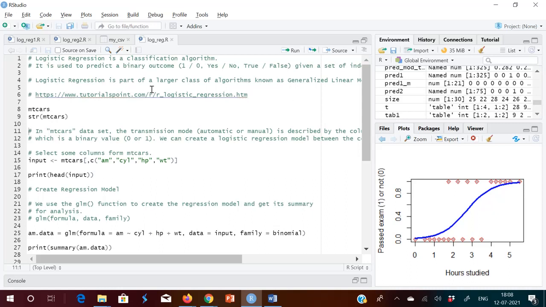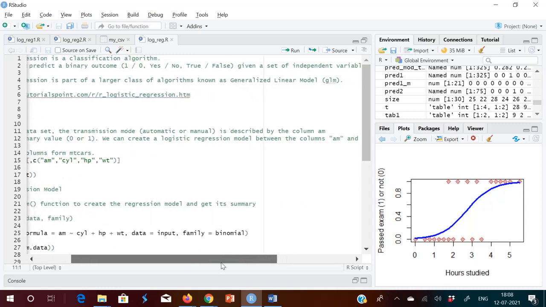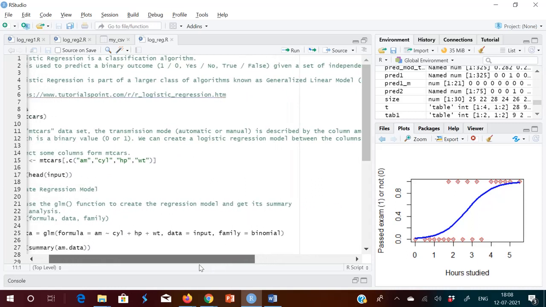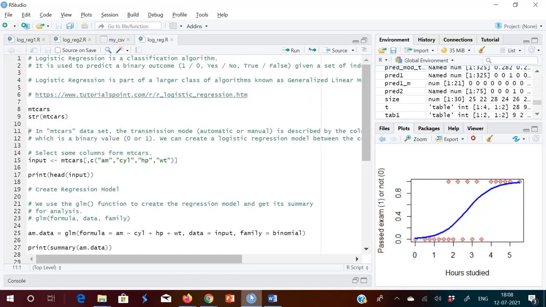Logistic regression is a classification algorithm. It is used to predict the binary outcome, so it can be 1 or 0, yes or no, true or false, from a given set of independent variables. So this is logistic regression. Now I'll tell you about the proof of that.